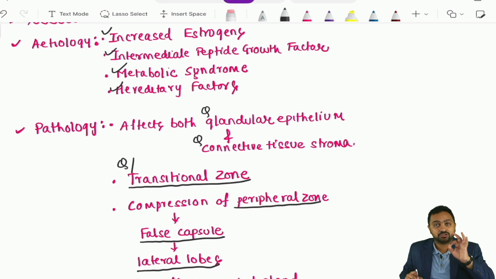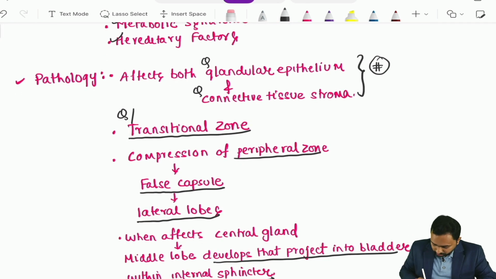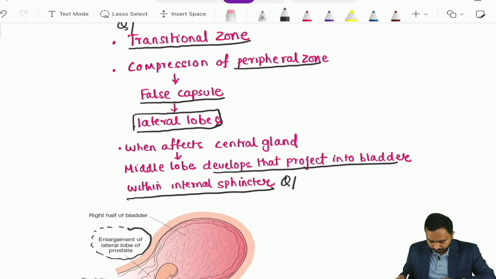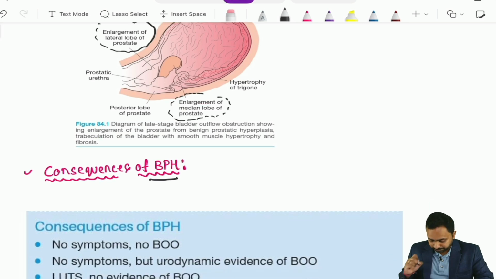that it occurs in the transitional zone affecting the glandular epithelium and the connective tissue stroma, formation of the lateral lobes, and when it affects the central gland, the middle lobe develops that projects into the bladder within the internal sphincter. Now, what are the consequences of benign prostatic hyperplasia?